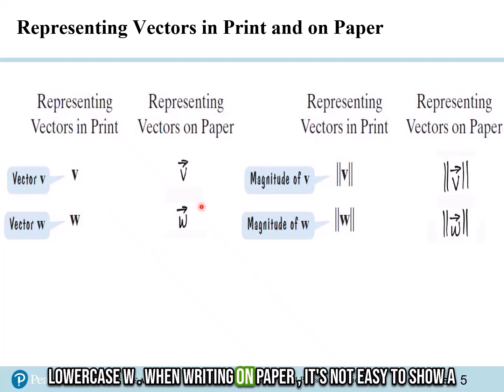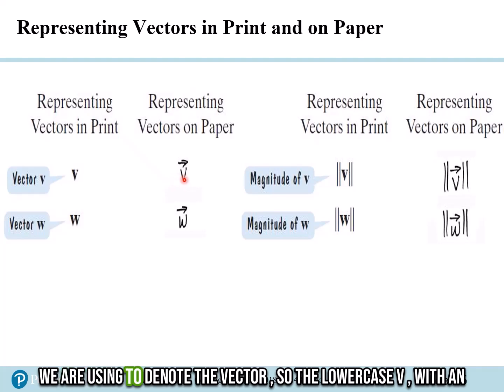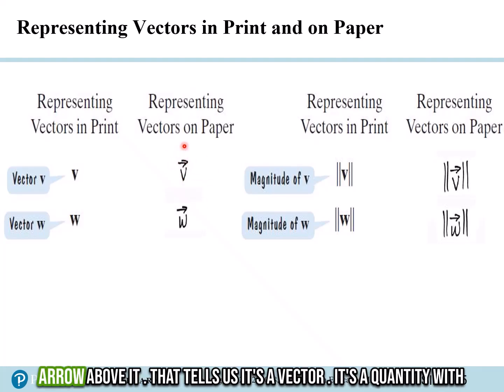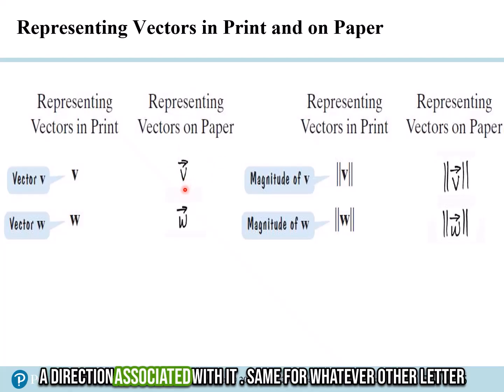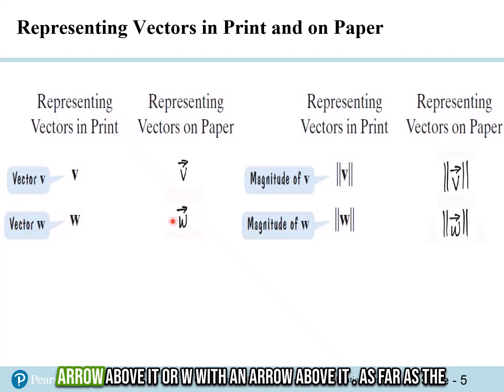When writing on paper, it's not easy to show a bold form of the letter. Therefore, we write it as the letter we are using to denote the vector. So the lowercase v with an arrow above it. That tells us it's a vector. It's a quantity with a direction associated with it. Same for whatever other letter you may be using to denote a vector. Could be u with an arrow above it or w with an arrow above it.